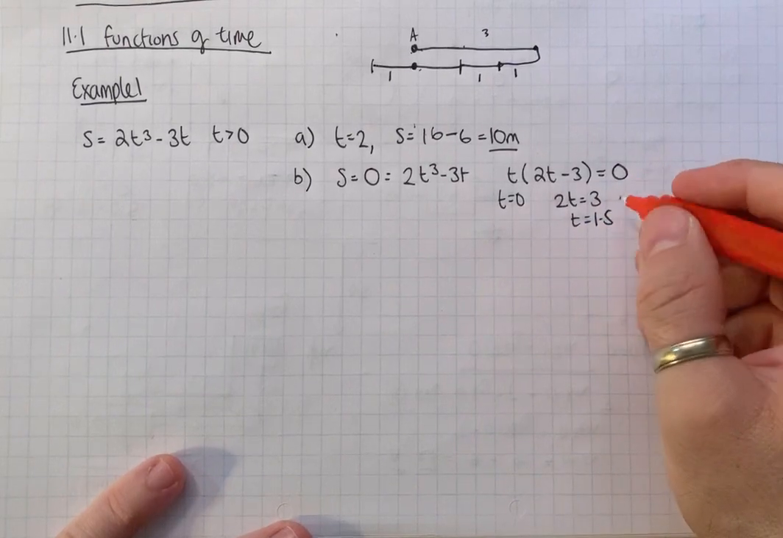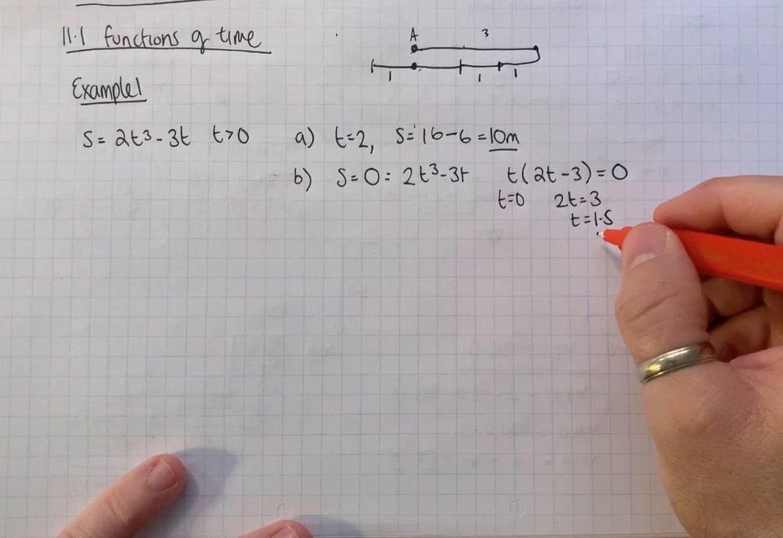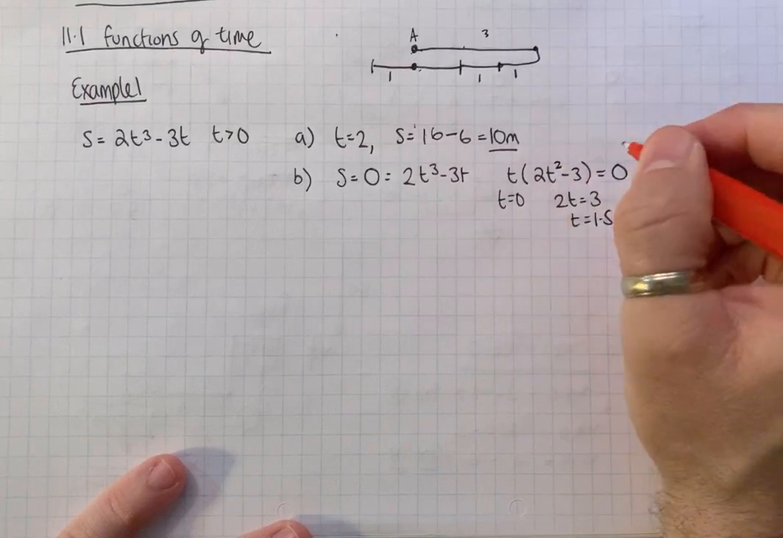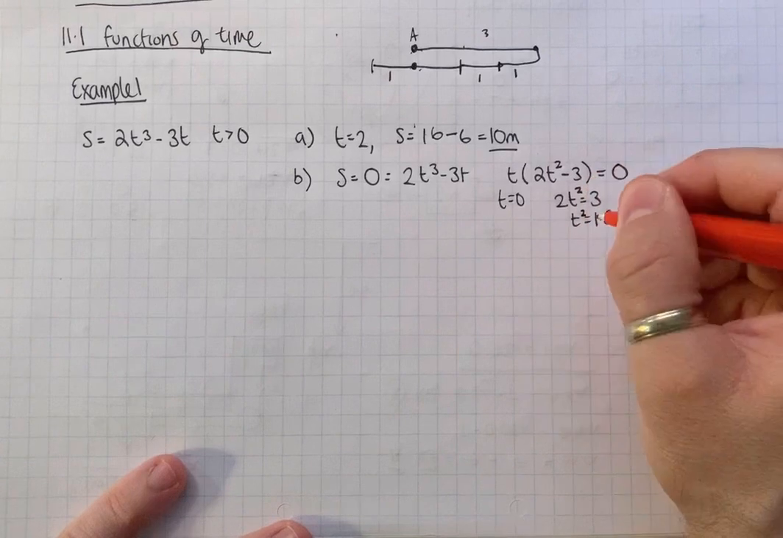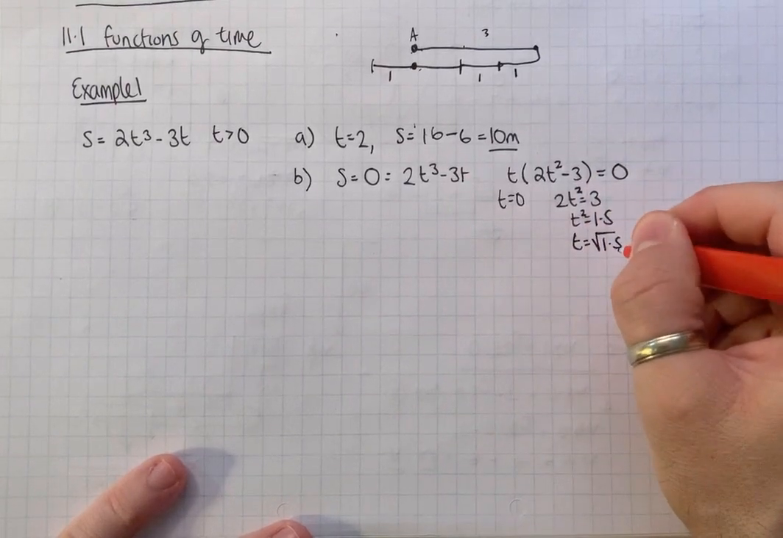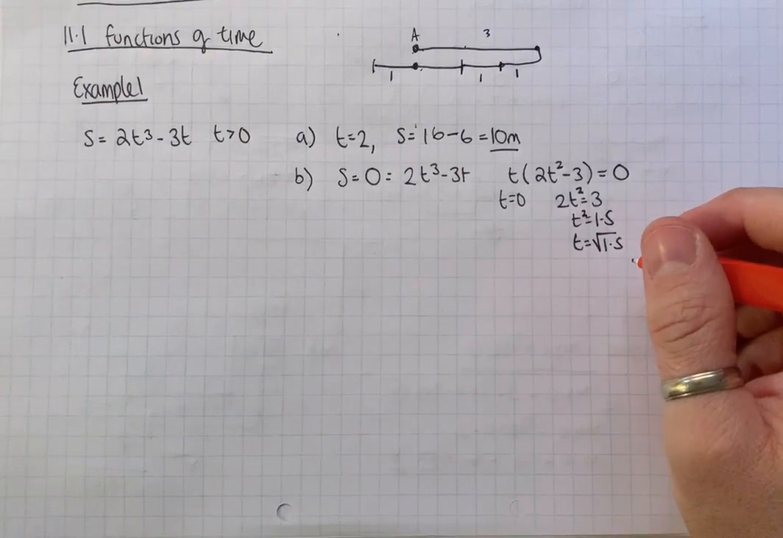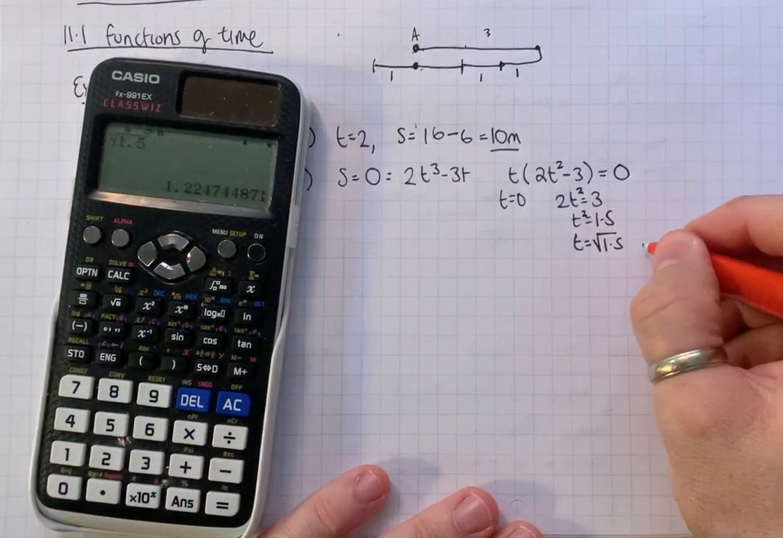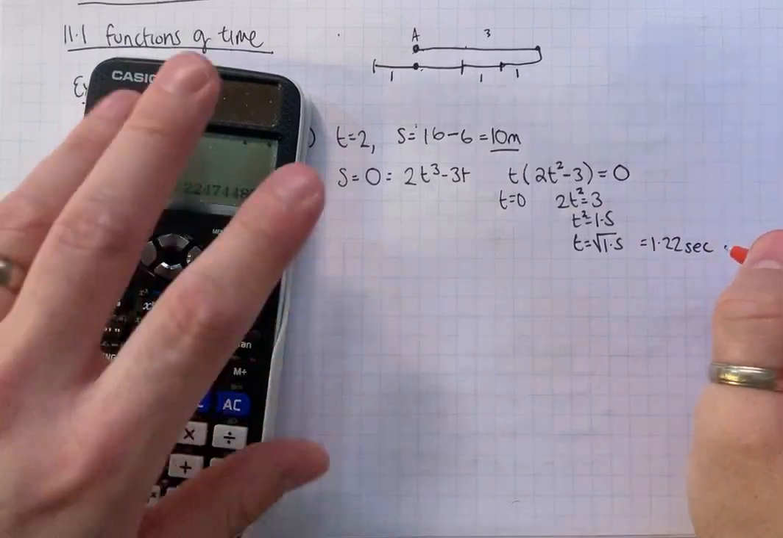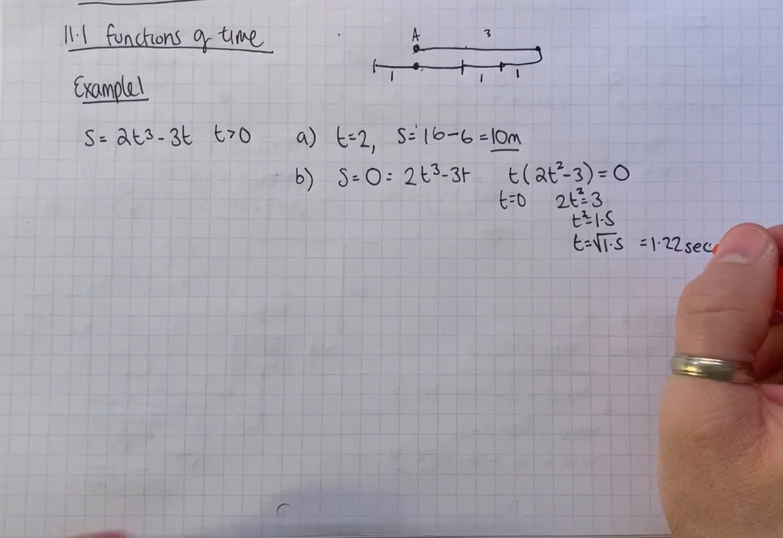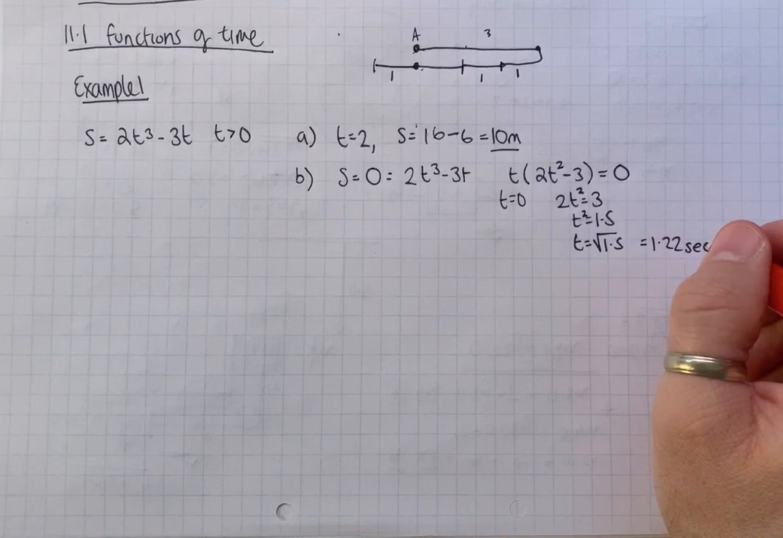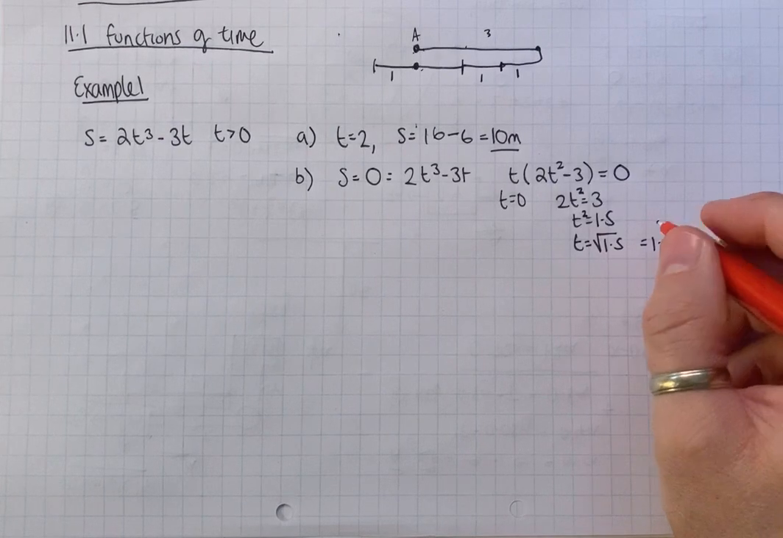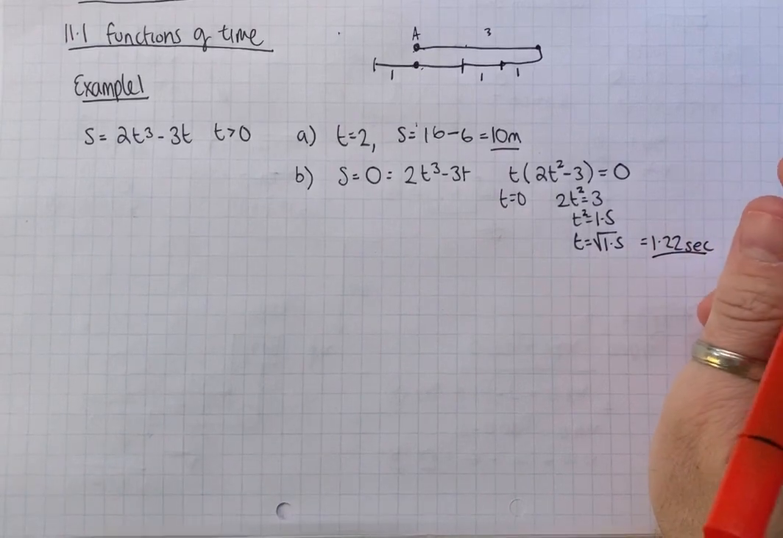Oh, sorry, it was 2t squared. So 2t squared equals 3, t squared equals 1.5, t equals square root 1.5, which we can do on the calculator, is 1.22 seconds. Obviously, because we're square rooting, it could be positive or negative. You can't have negative times, so it's just going to be the positive solution.